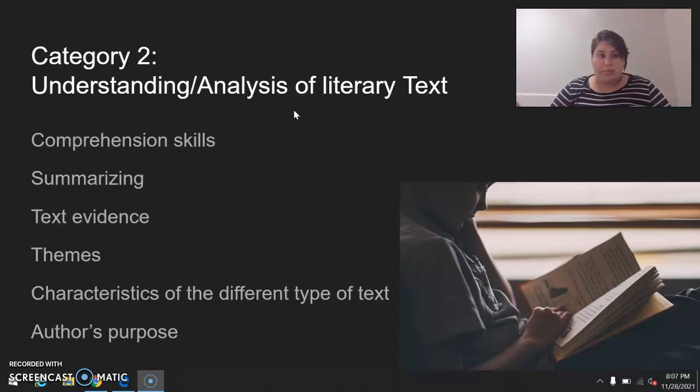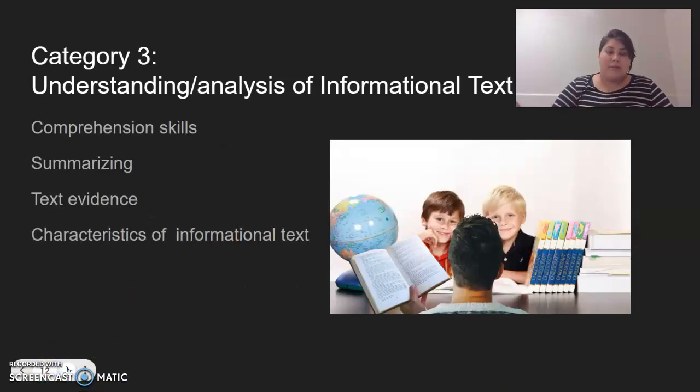Okay, so let's go on to the next slide. Category 3 in the STAAR test for reading. Whenever I mention the STAAR test, I don't know if I mentioned this in my last video, I'm not talking about every STAAR test your student takes. I'm specifically talking about the 5th grade reading STAAR test. Category 3 is understanding and analyzing of informational text.